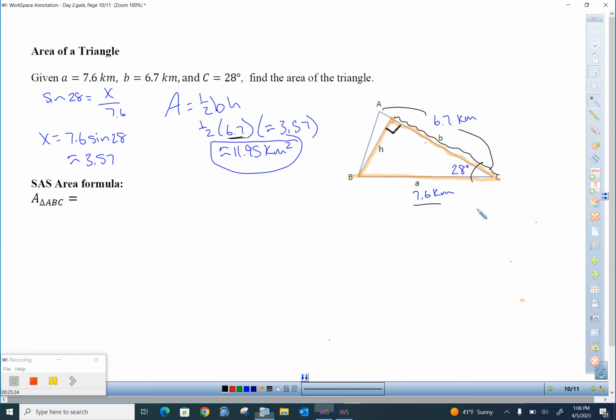So from it being a right triangle, we've got the opposite side and the hypotenuse, which means we can use sine of 28 equals opposite x, you could have called that h, over 7.6 to solve for that missing piece. If you use the 6.7 instead, this number wouldn't have been off by much, but it would have been off. So be careful with that. And then we can substitute that in with our 1/2 base times height.